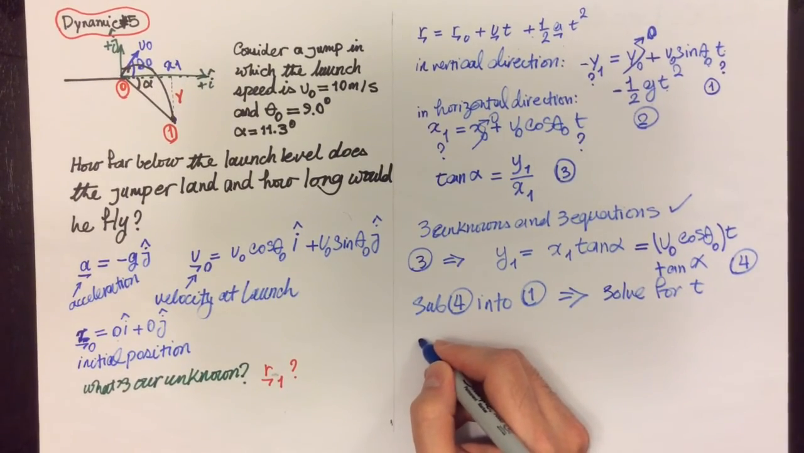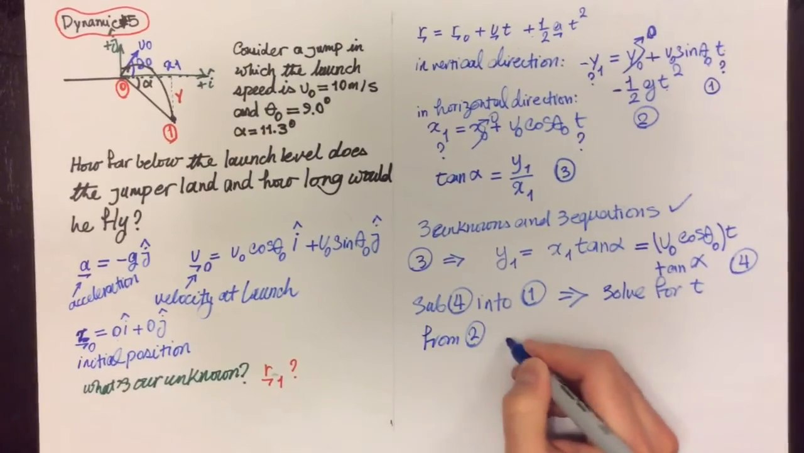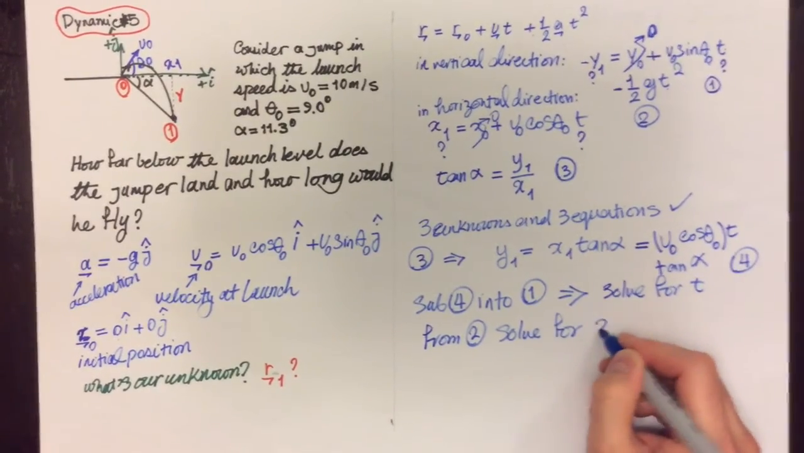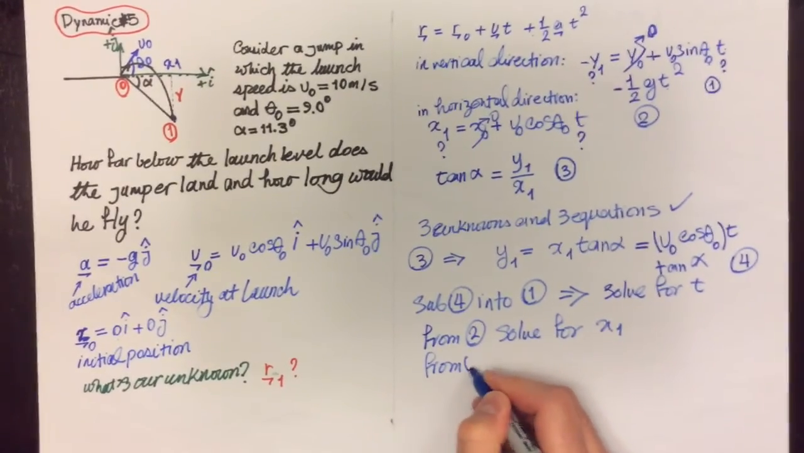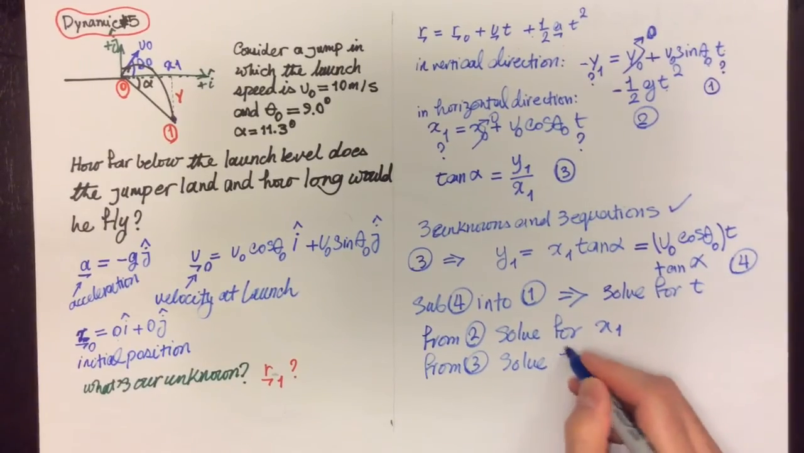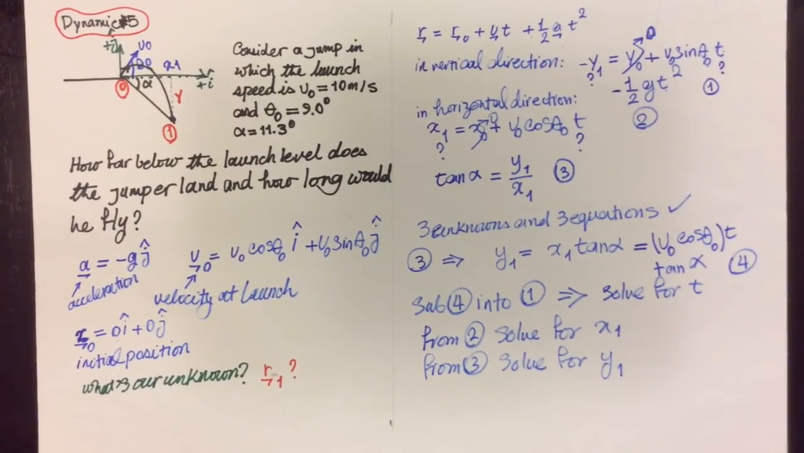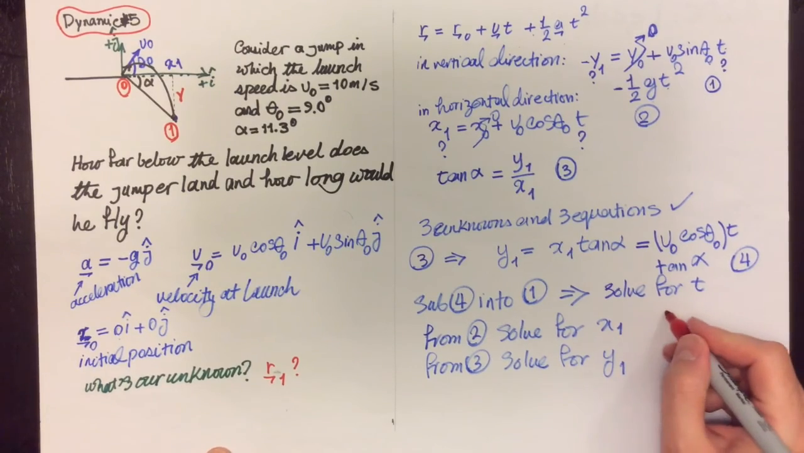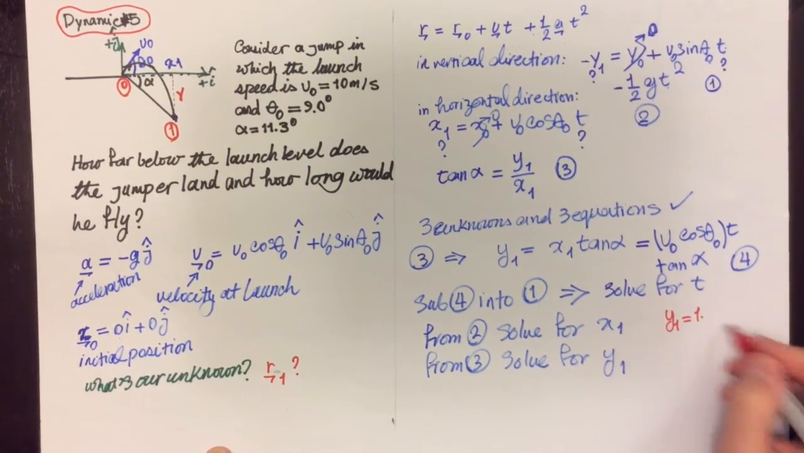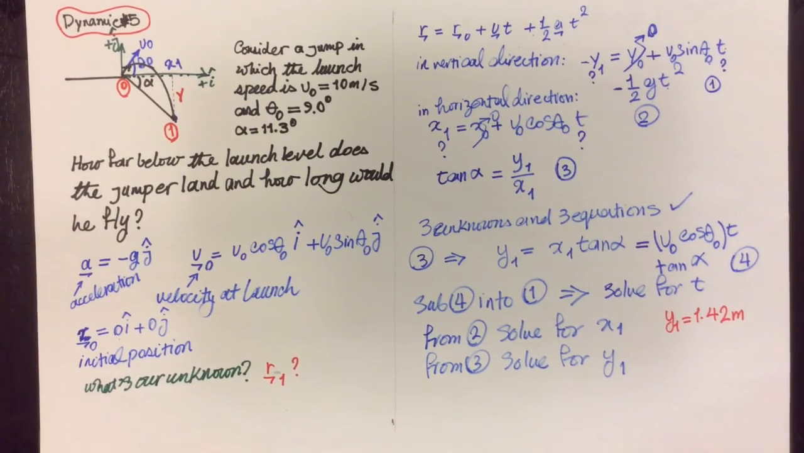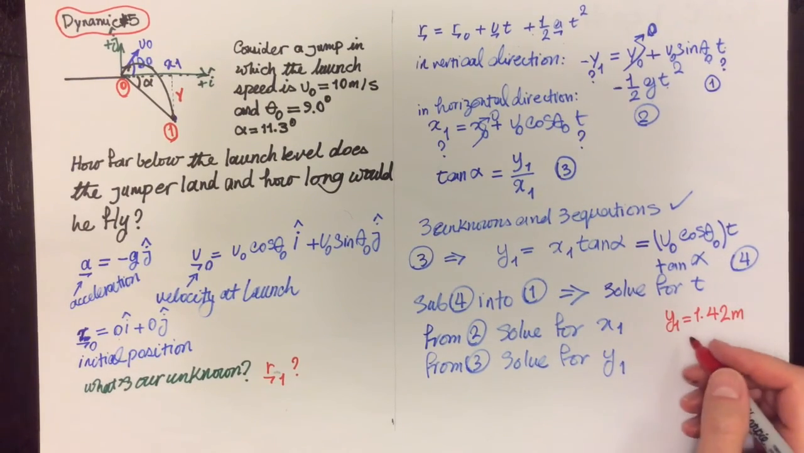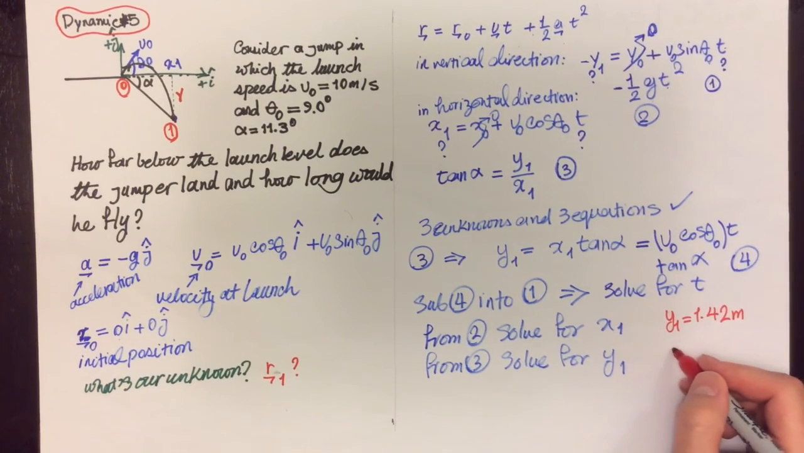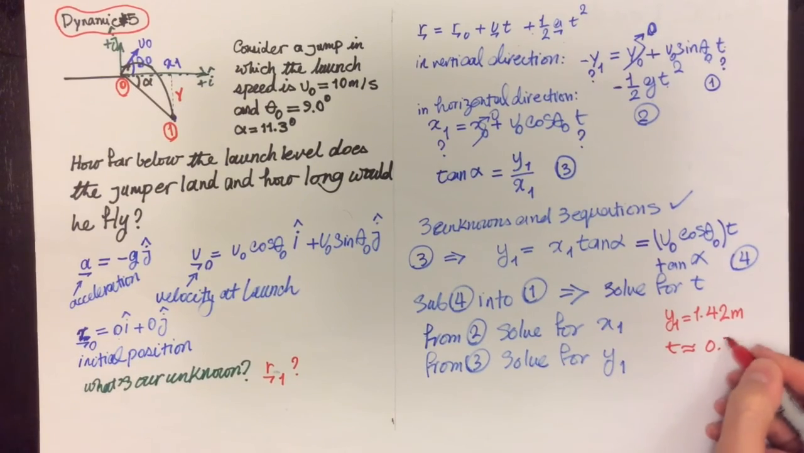Then from 2, solve for x1. From 3, solve for y1. And what you're going to get at the end is y1 equals 1.42 meters, all right? And then you get x1 equal to, I don't remember exactly, you can compute that. And you also get something for t, around 0.7 second.